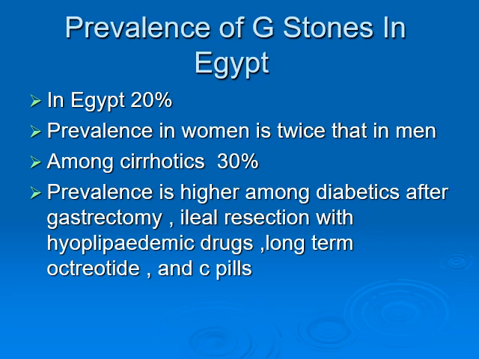Among cirrhotics, it's 30% more common than in the normal population. This is because of disturbance of the bile acid pool. And we know that bile acids are very important to keep cholesterol in solution, especially chenodeoxycholic acid. Prevalence is higher among diabetics, after gastrectomy, ileal resection, with hypolipidemic drugs, long-term octreotide, and contraceptives.